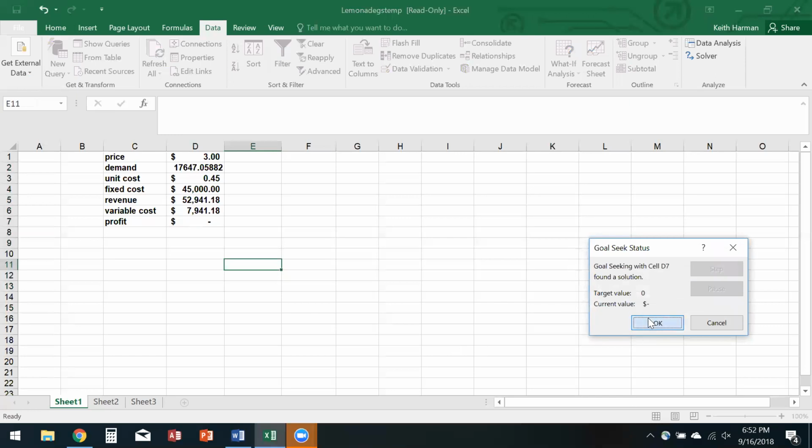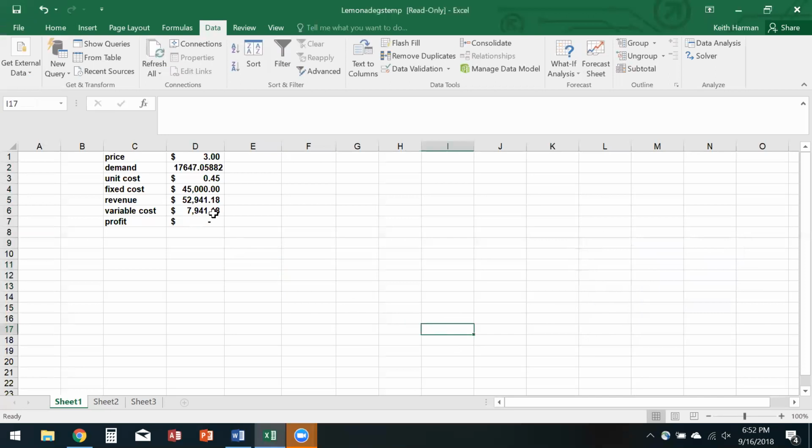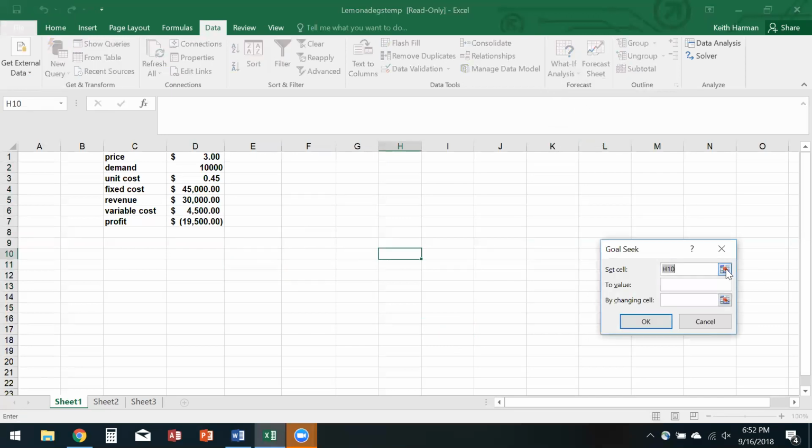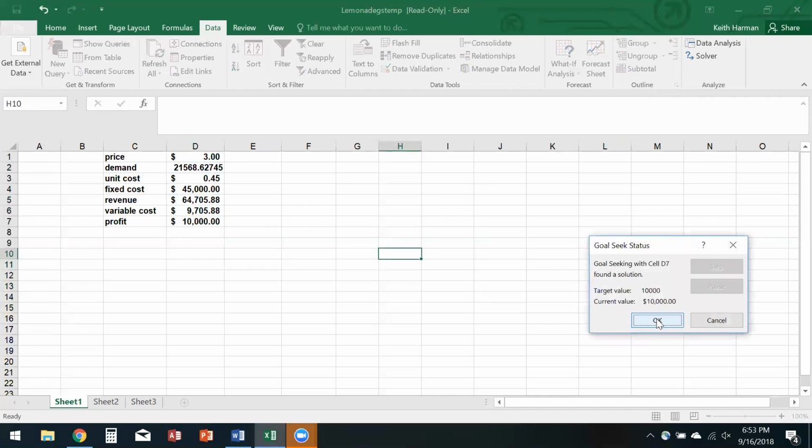Now, let's do something just for kicks. Let's take it back to our original assumptions. Okay? I'm going to use goal seek, and I'm going to set cell D7, and I want to make $10,000 by changing the cell on the demand. How many units have I got to sell to make 10 grand? I'll run it, and it'll tell me I'm going to have to sell 21,000 units to make 10 grand.